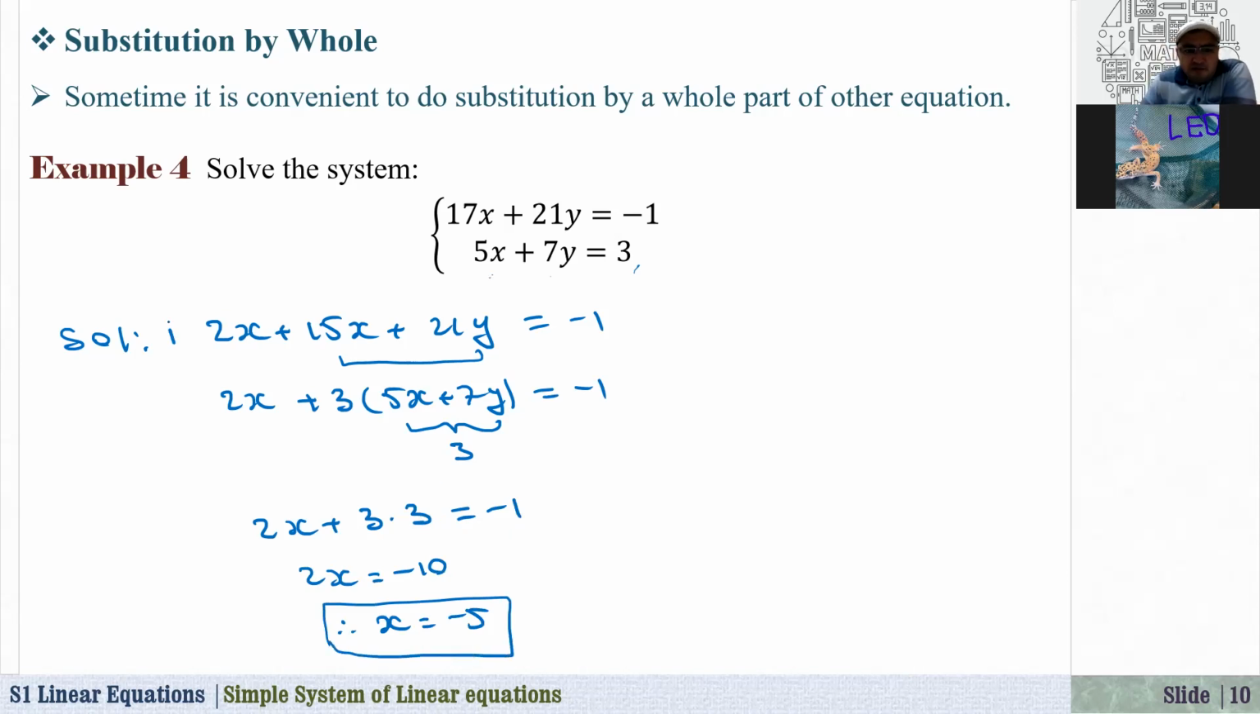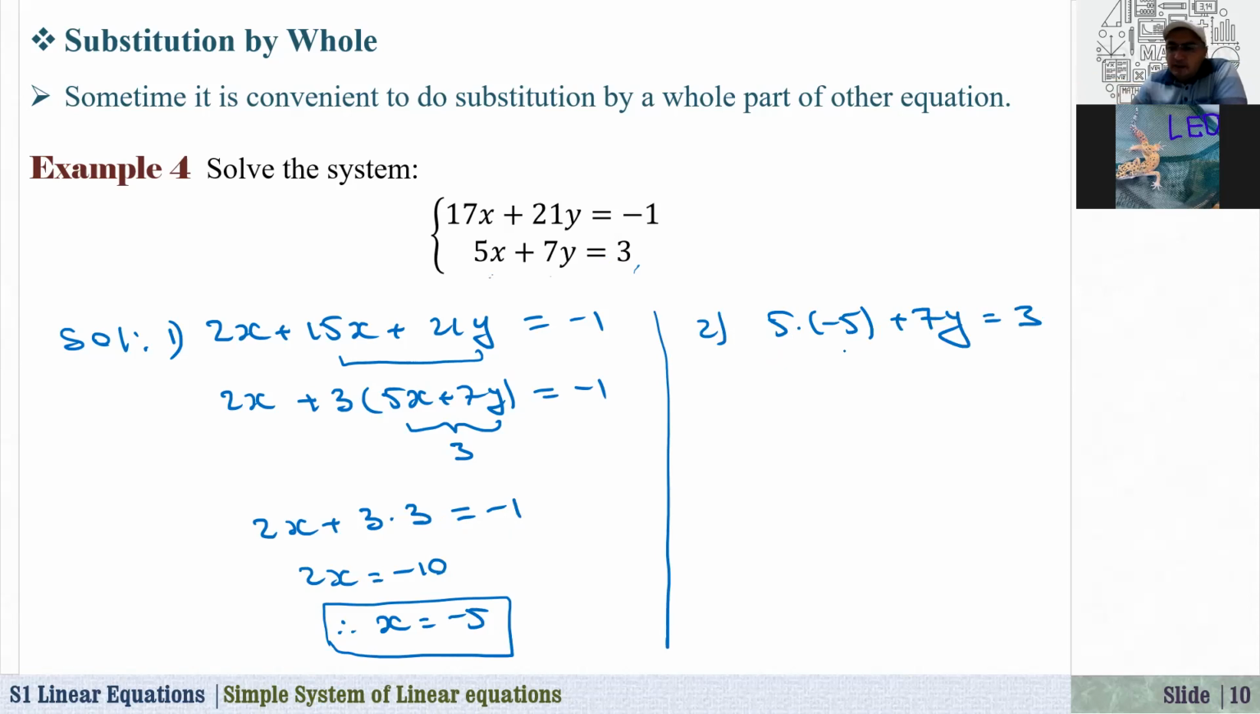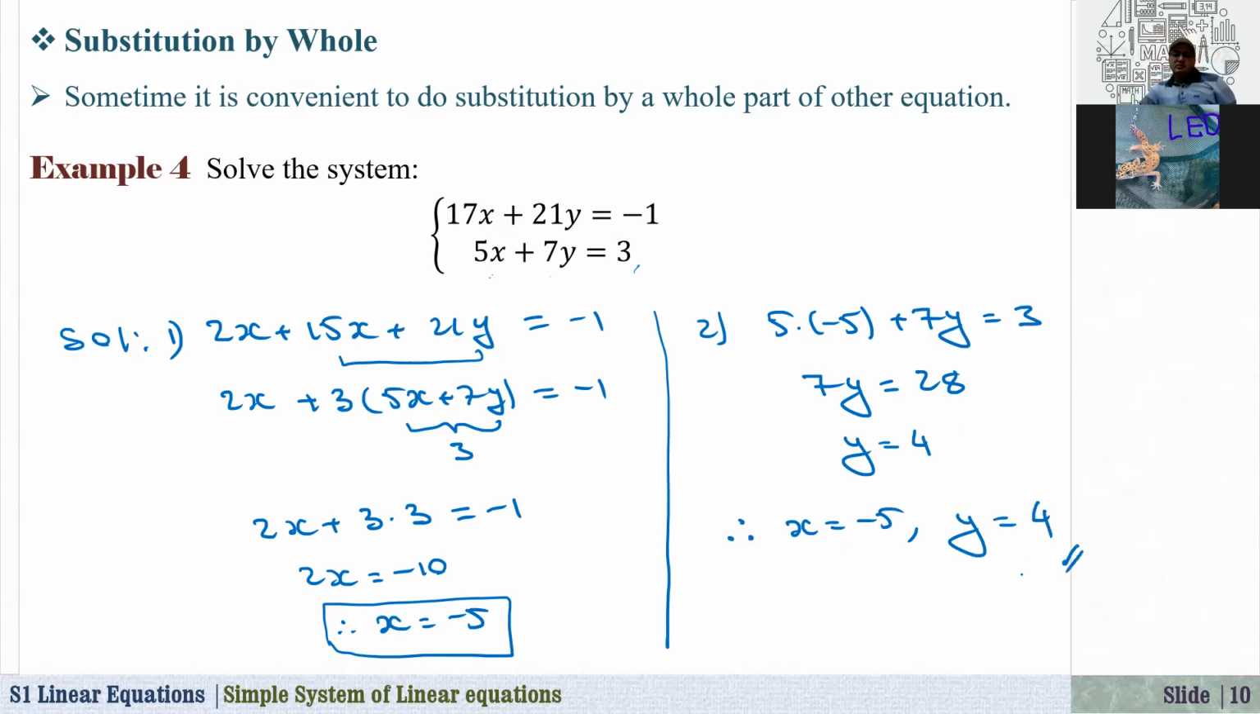So now if you know the value of x, substitute into the second one, we can find the value of y. Here we have 5 times x, x equals -5, plus 7 times y is equal to 3. So here we have 7y equals 3 minus -25, right? Take to the right-hand side, it is positive 25. 3 plus 25, that's equal to 28. So what number times 7 equals 28? That is 4. So now we can write the solution of the system. So that's x equals -5 and y is equal to 4. That is the solution of this system.